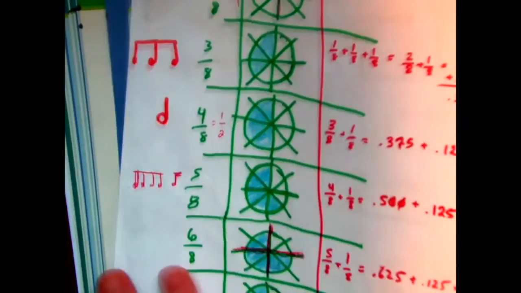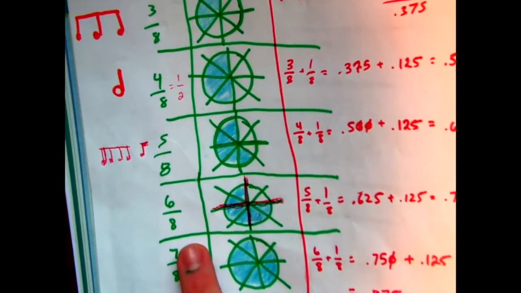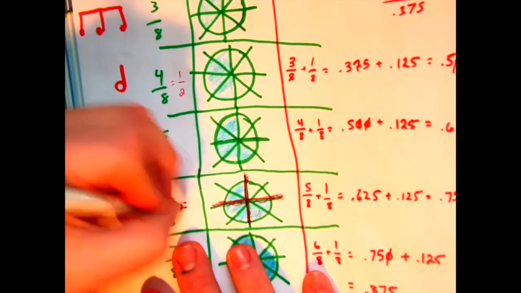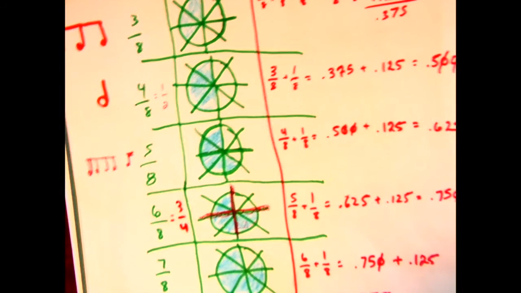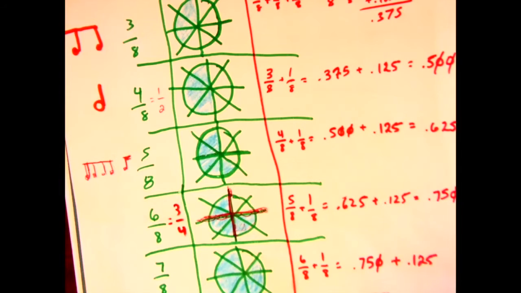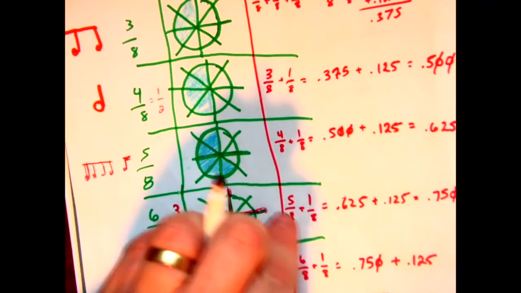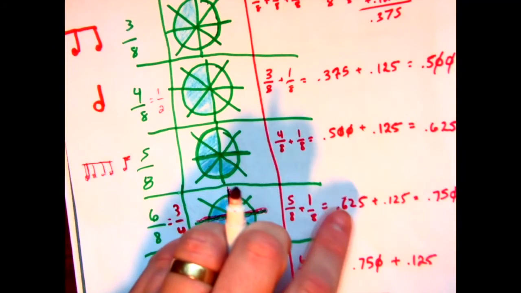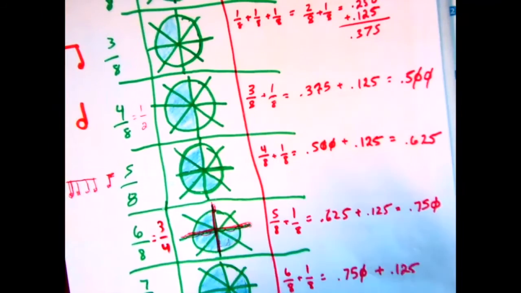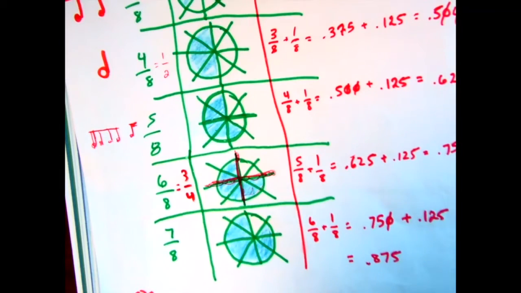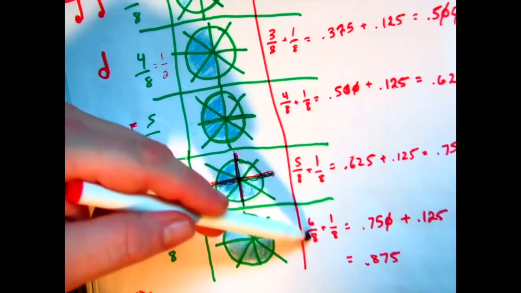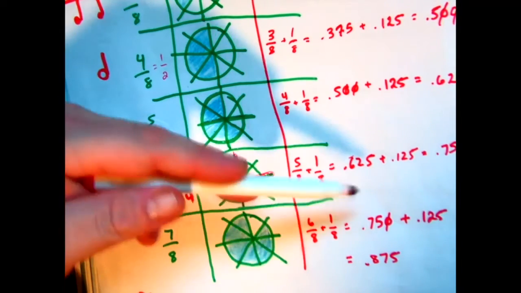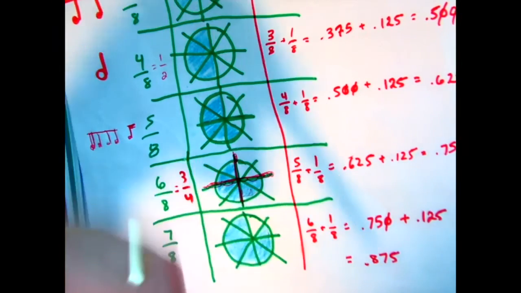Then you have 6/8, which is equal to 3/4. If you had 3/4 of a dollar, you would have 75 cents, right? Well, if I have 5/8 plus an eighth, I get 0.625 plus 0.125 and get 0.750. Last but not least is 7/8, which is almost the whole, except for one eighth. It is 6/8, which is 3/4, plus an eighth, which is 0.875.